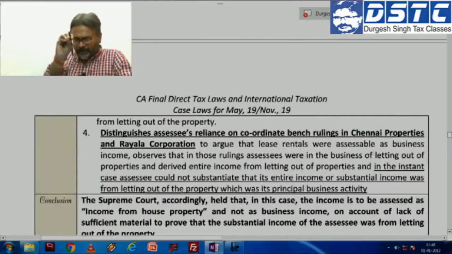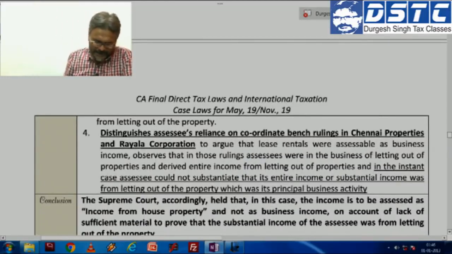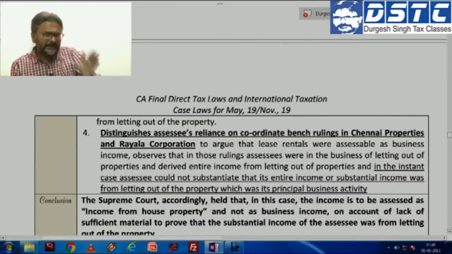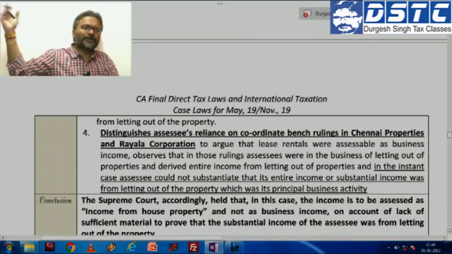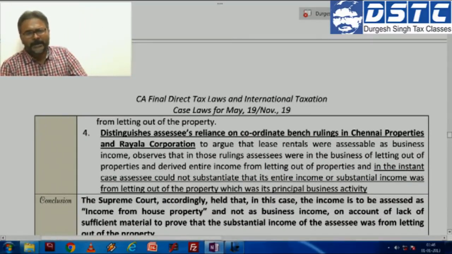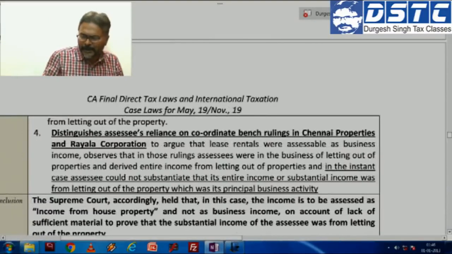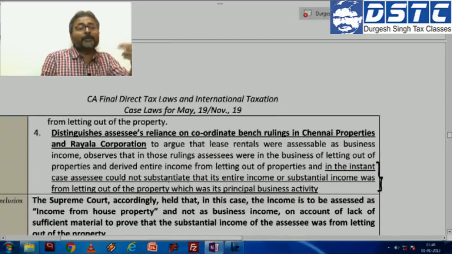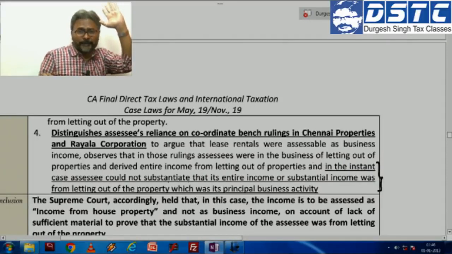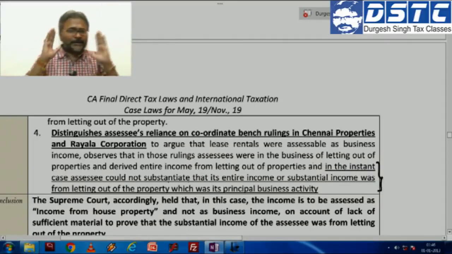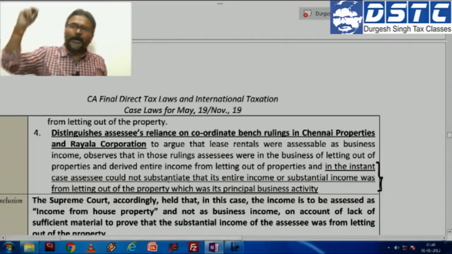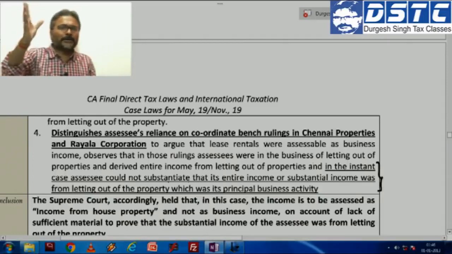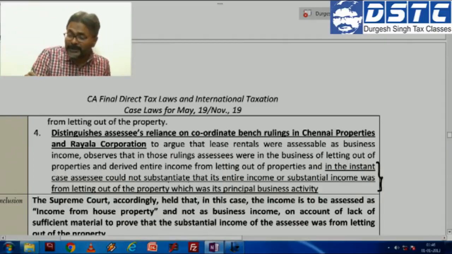The Supreme Court in Raj Dadarkar and Associates case sought to distinguish this fact with the fact of Chennai Properties and Investment Limited. What they have said, this underlined part, if you see herein, in the instant case, the assessee could not substantiate that its entire or substantial income was from letting out of the house property. So, in the case of Chennai Properties, the memorandum of association itself was conclusive. Here the partnership deed is not conclusive.